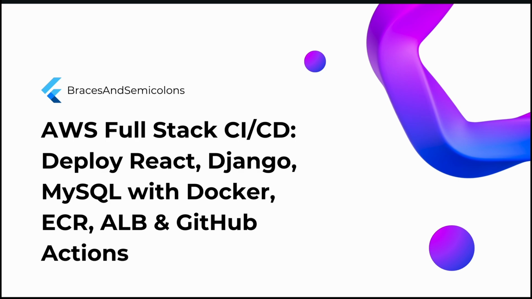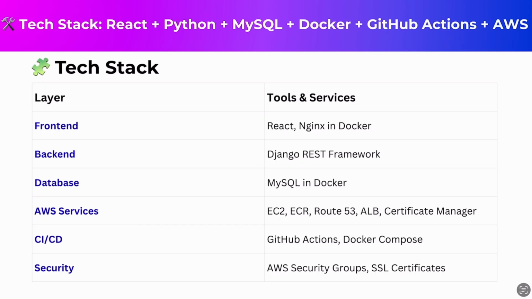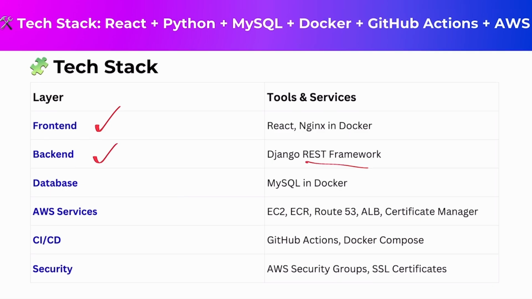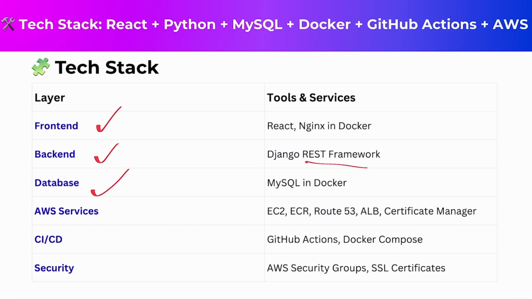So let me walk you through the deployment stack. In this project, we are going to use a full set of technologies to build, containerize, and deploy our application. On the front end, I already have a React application, which I'll serve using Nginx inside a Docker container. On the backend, we'll be using Django REST framework to handle API requests. This will also run in a Docker container with its own isolated Python environment.